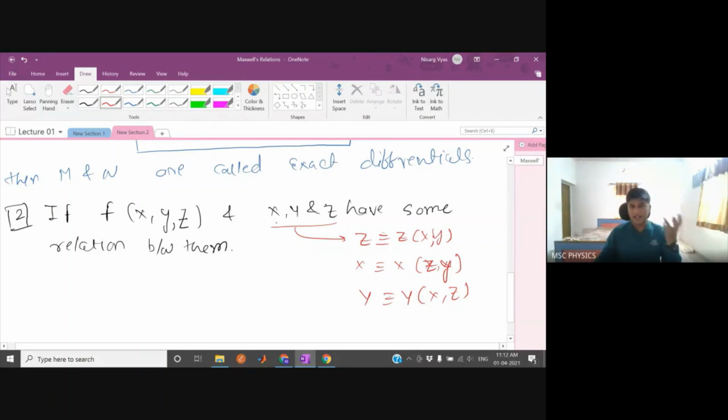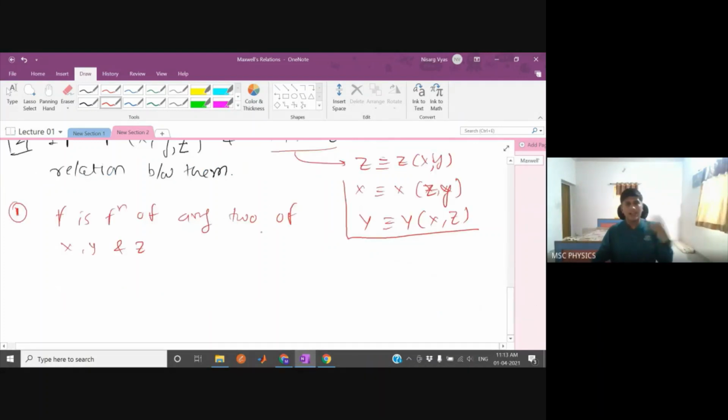So if f is a function of x, y, z, and x, y, z have some relation between them, and one of these can be represented as some relation between the other two, then you can say two things. One, let us write with different pens. If f is a function of x, y, z, and x, y, z have some relation between them, then f is a function of any two of x, y, and z. So f is not actually a function of all three, but f is a function of any two of x, y, and z. So how am I using this?